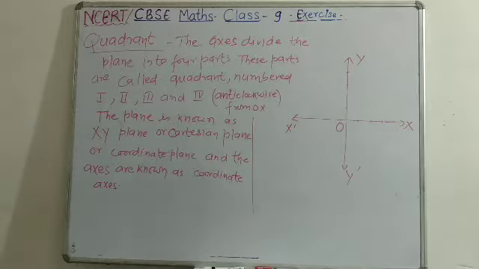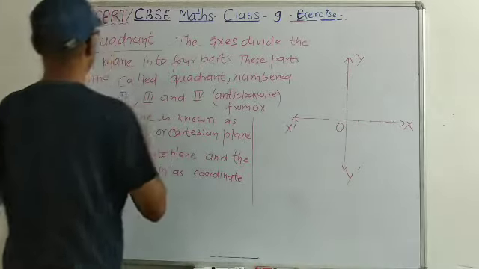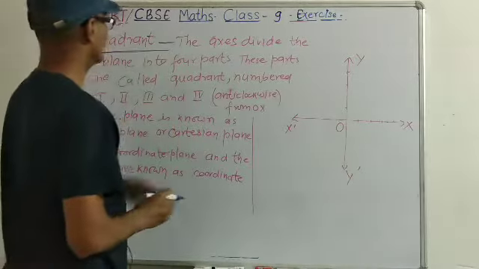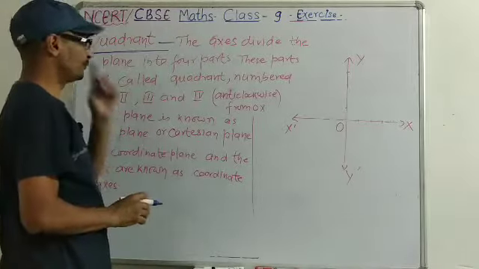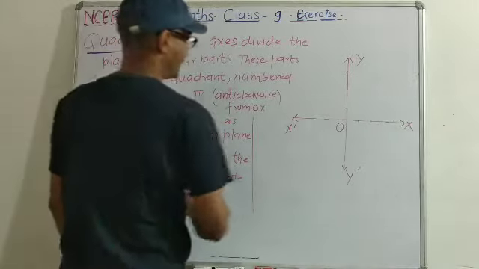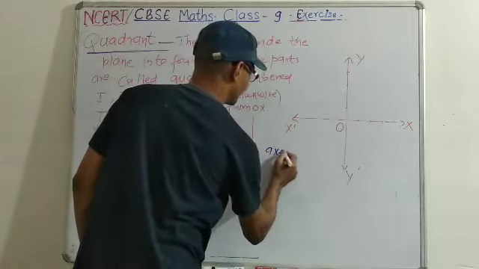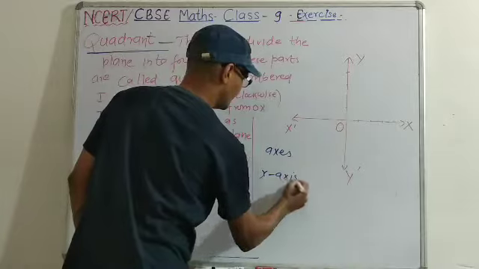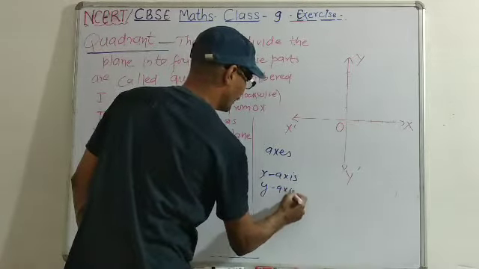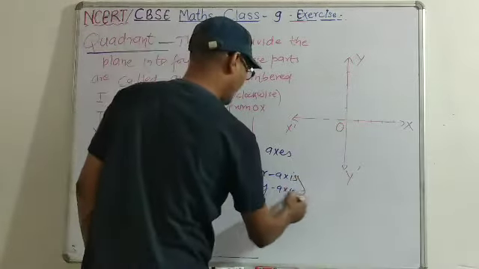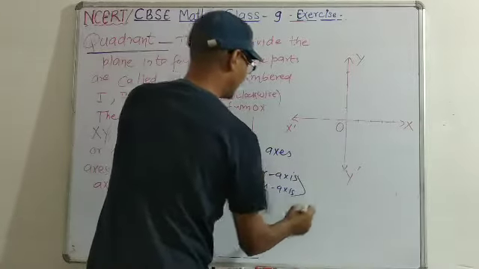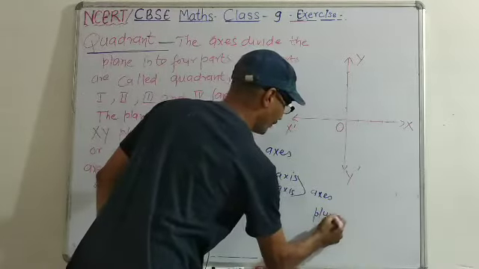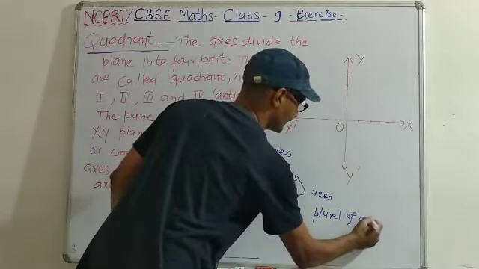Next term, students, you see quadrant. What is the meaning of quadrant? The axes divide the plane into four parts. What is the meaning of axis? Actually, we write X axis and Y axis, two axes here. If we write them combined, we use axes, the plural form of axis.